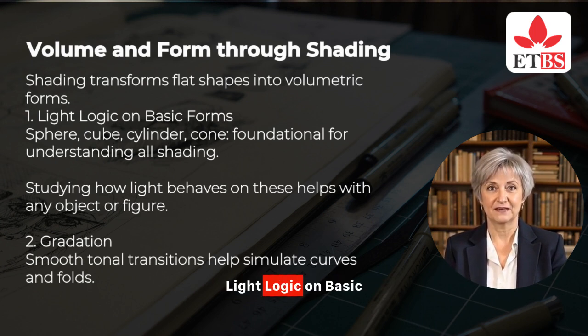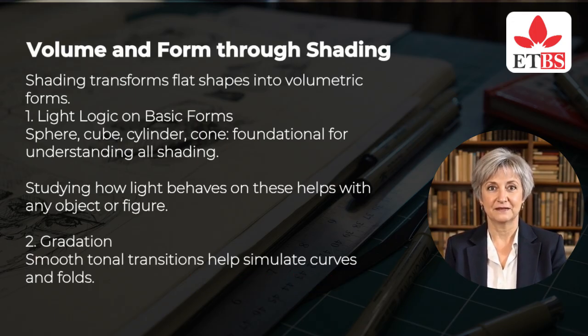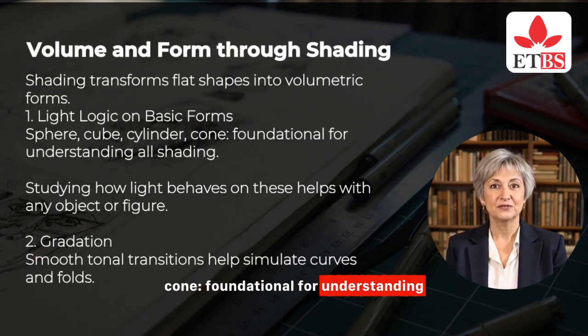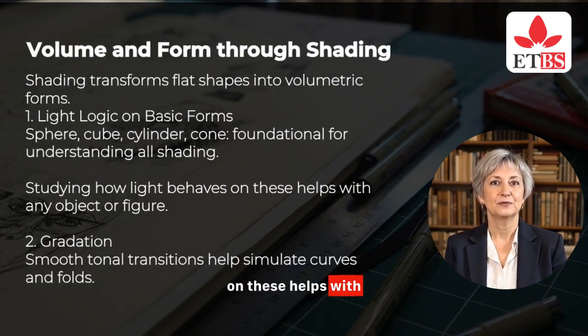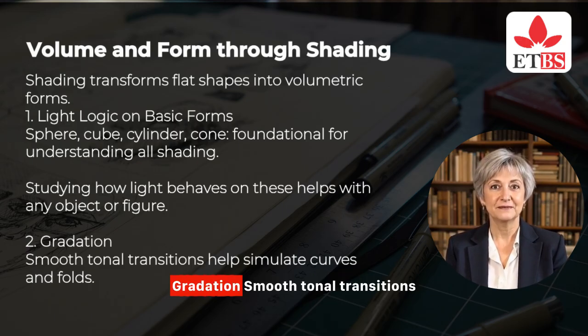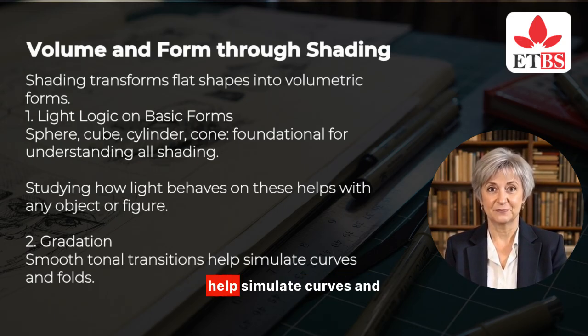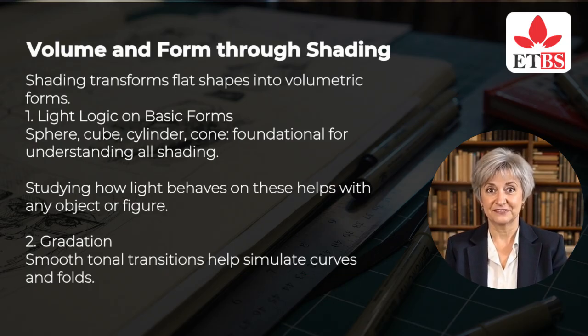1. Light logic on basic forms. Sphere, cube, cylinder, cone, foundational for understanding all shading. Studying how light behaves on these helps with any object or figure. 2. Gradation. Smooth tonal transitions help simulate curves and folds. Gradation is especially useful for skin, cloth, and organic surfaces.